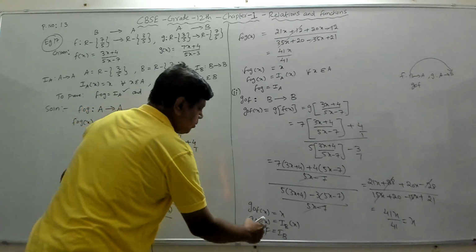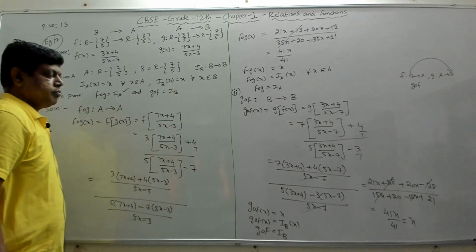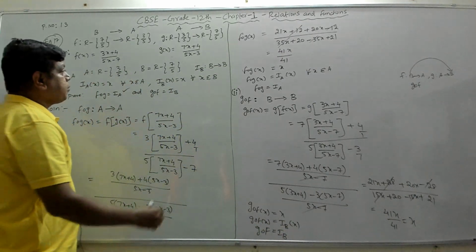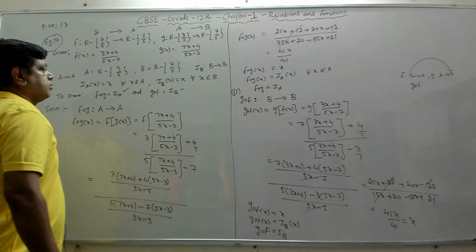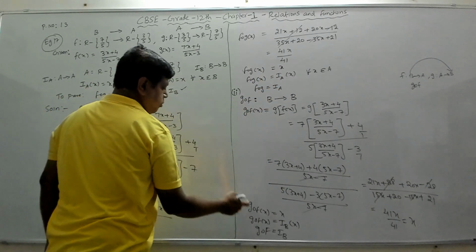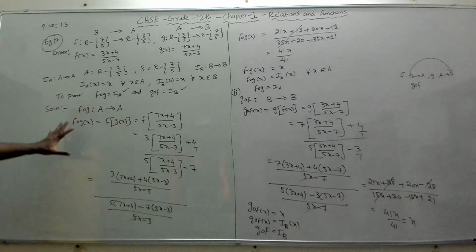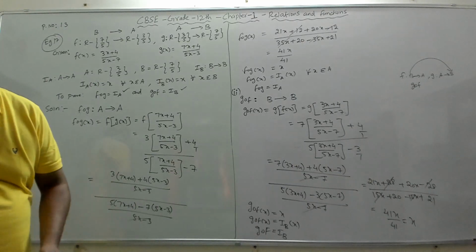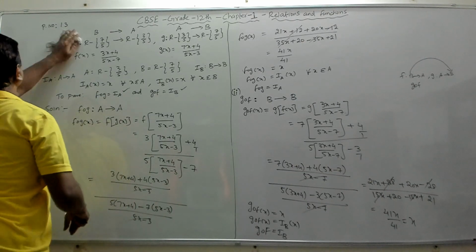g of f equals I_B, we will not write this x and x. Fine, so we have put this. Right? So we have put this here, and we have put this here. So that completes your example 17. So all of you can pause the video and take the notes. I'll go to the next problem, which is example 18.